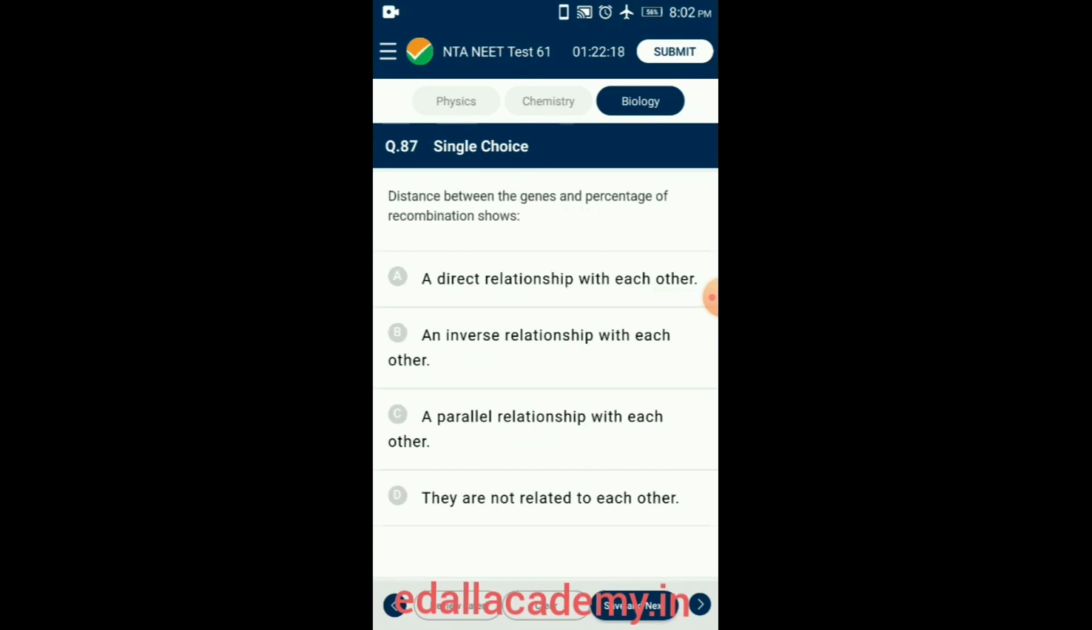Question number 87. Distance between the genes and percentage of recombination shows. Crossing over separates genes away from each other. So the distance between the genes and percentage of recombination shows a direct relationship. When genes are close together, they have high linkage and exhibit low recombination frequencies. Thus, the other options are wrong as they do not show a parallel or inverse relationship. So the answer for this question is option A.